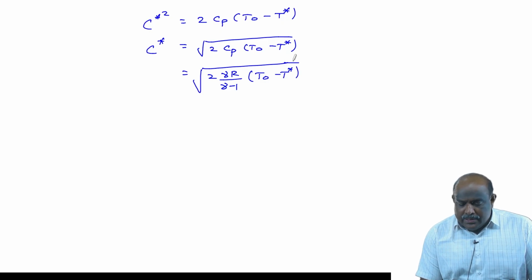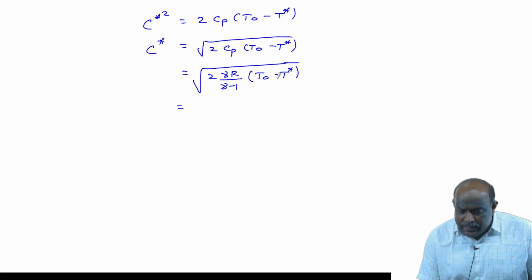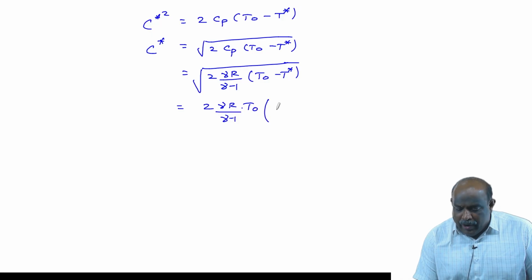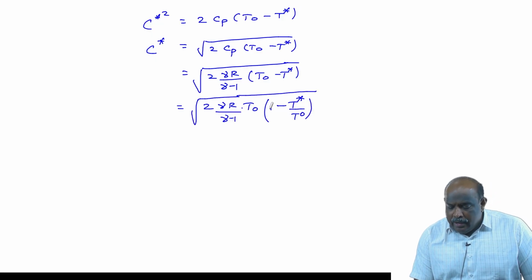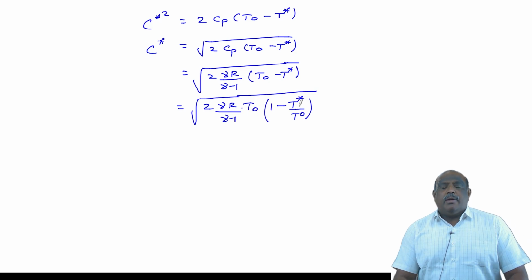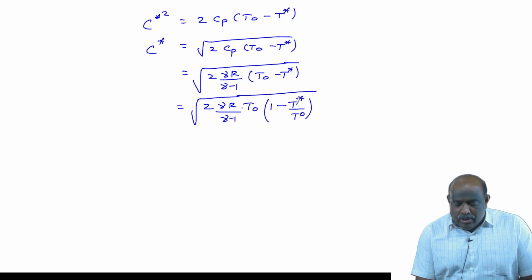The left hand side still remains C star. Out of these two terms, T naught and T star, I am going to take T naught as the common term. When I take T naught as a common term, it becomes 1, and this term will become T star by T naught. Otherwise, you take this T naught inside and it becomes T naught; if I take this T naught to the second term, it becomes T star. Simple mathematics, I hope you can understand.